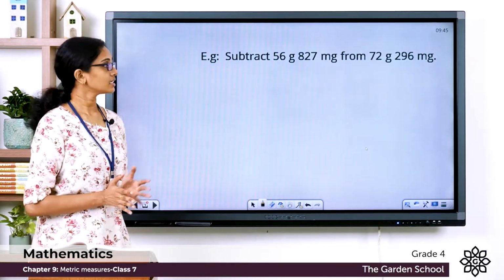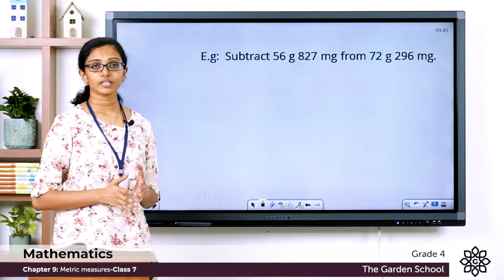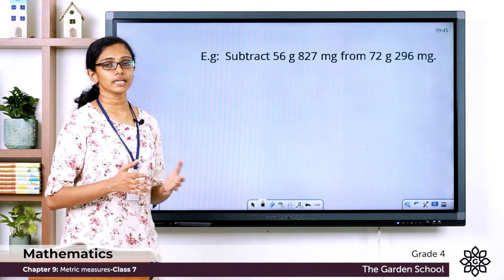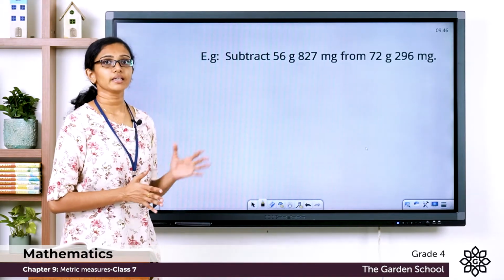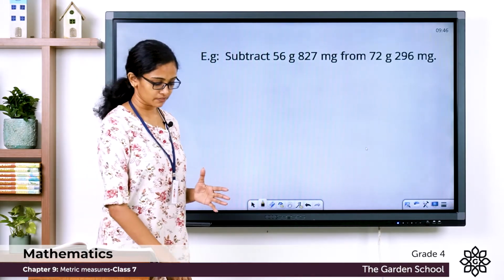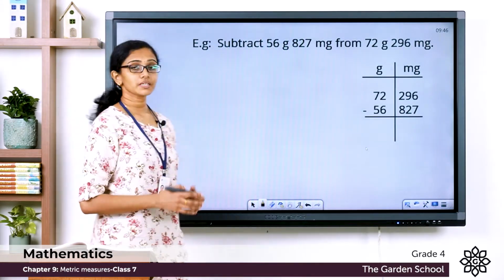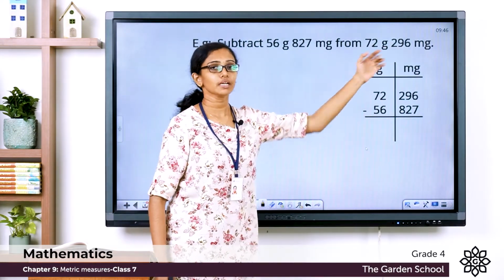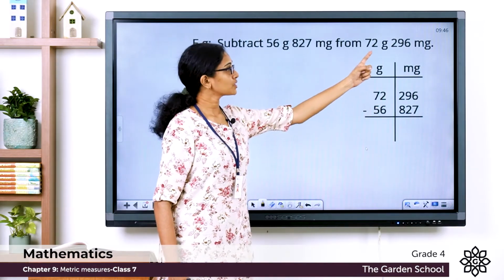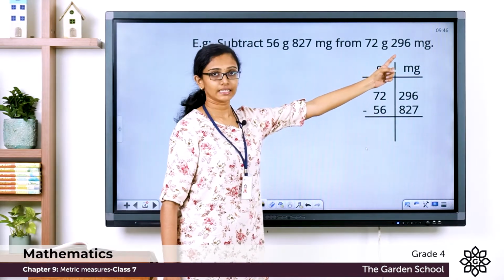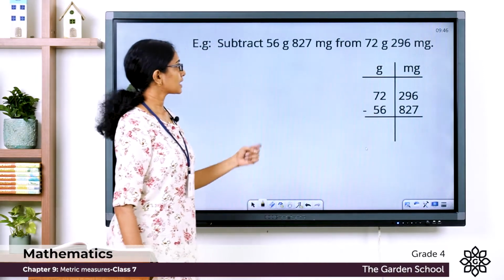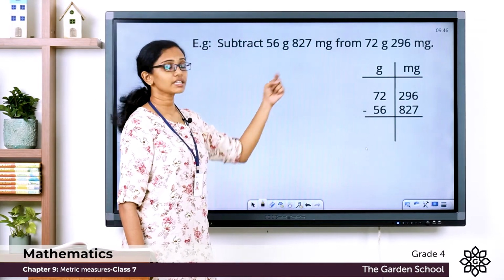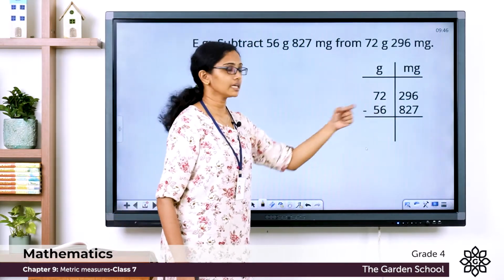Look at the question given here. Subtract 56 gram 827 milligram from 72 gram 296 milligram. So let's write the given measurements in the correct columns of unit first. Which is the bigger measurement here? The larger measurement is 72 gram 296 milligram, so let's write that first. 72 goes in the grams column and 296 goes in the milligram column. And the smaller measurement, 56 gram goes in the grams column and 827 milligram goes in the milligram column.